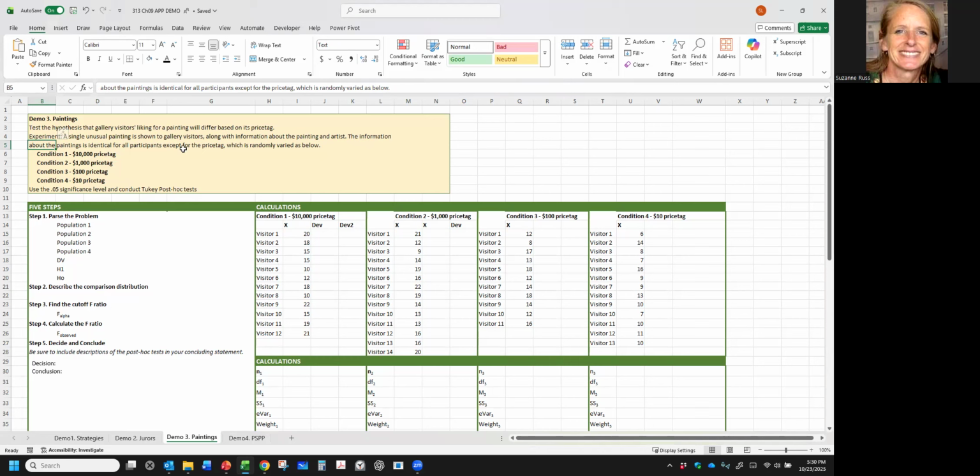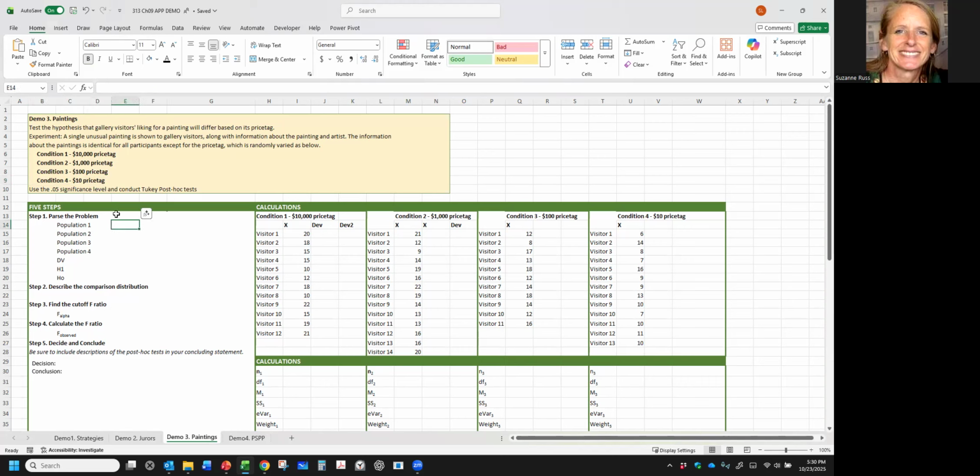And some individuals were randomly assigned to see that this one was a $10,000 price tag. In another condition, they saw a sheet of paper that said it was $1,000. Another they saw it was $100, and another they saw that it was just $10. And so that's what we're looking at. Let's go ahead and begin parsing the problem.